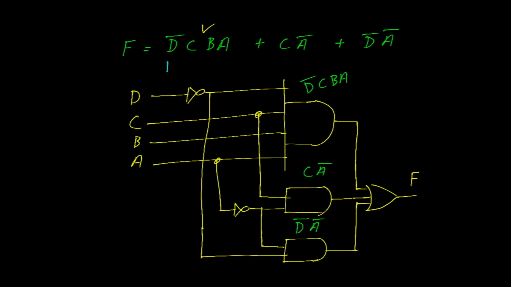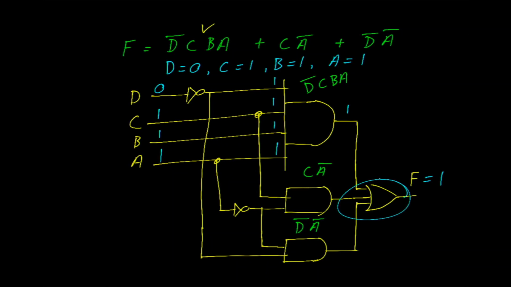set of inputs. For example, let D equal 0, C equal 1, B equal 1, and let A equal 1. We can write those values here as 0, 1, 1, and 1. We can translate them now to the inputs of this AND gate as 1, 1, 1, 1. That'll give us an output of 1. And we could stop there because we can see that F is going to equal 1 at this point. Because this is an OR gate, if any input is active, the output will be 1. But just for consistency, let's see what the other values are from these other AND gates.